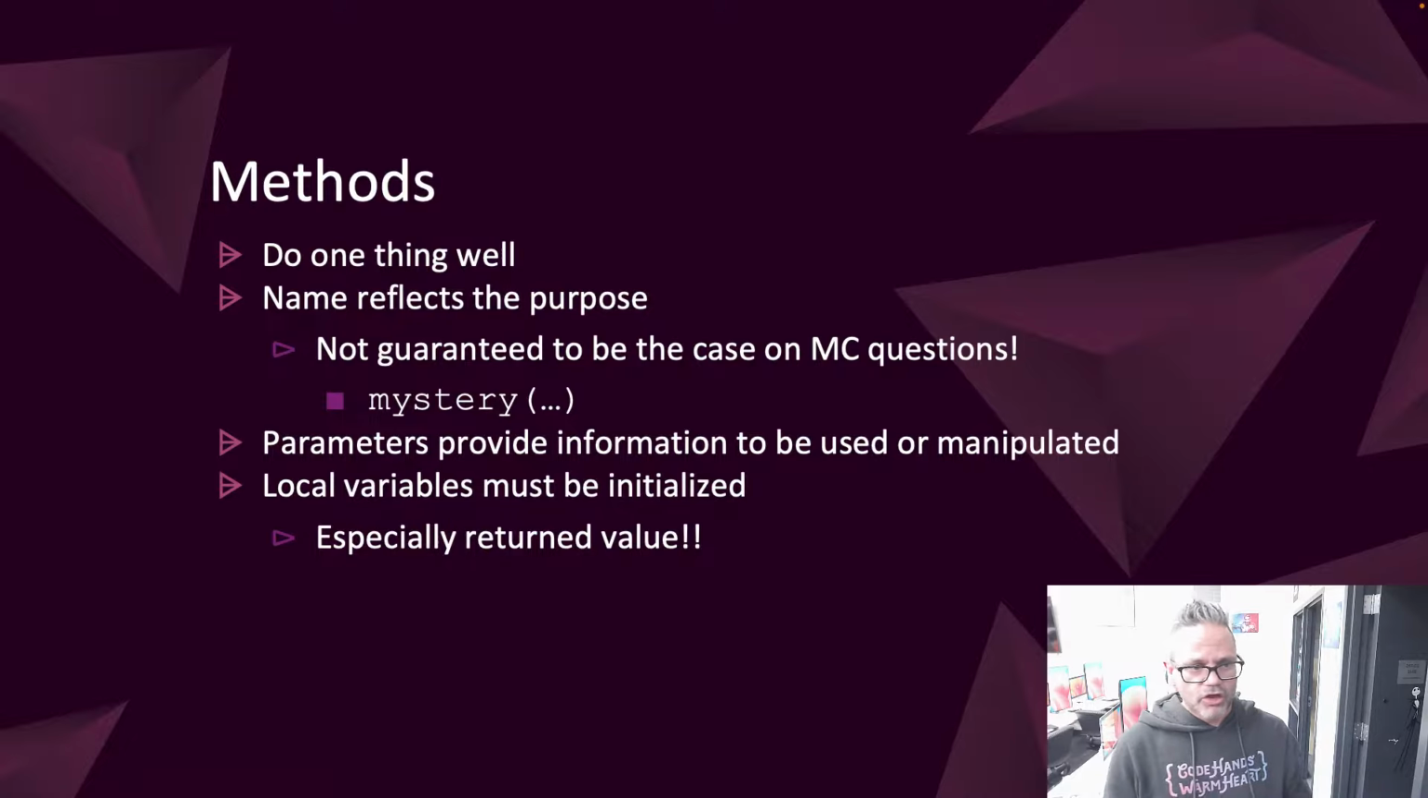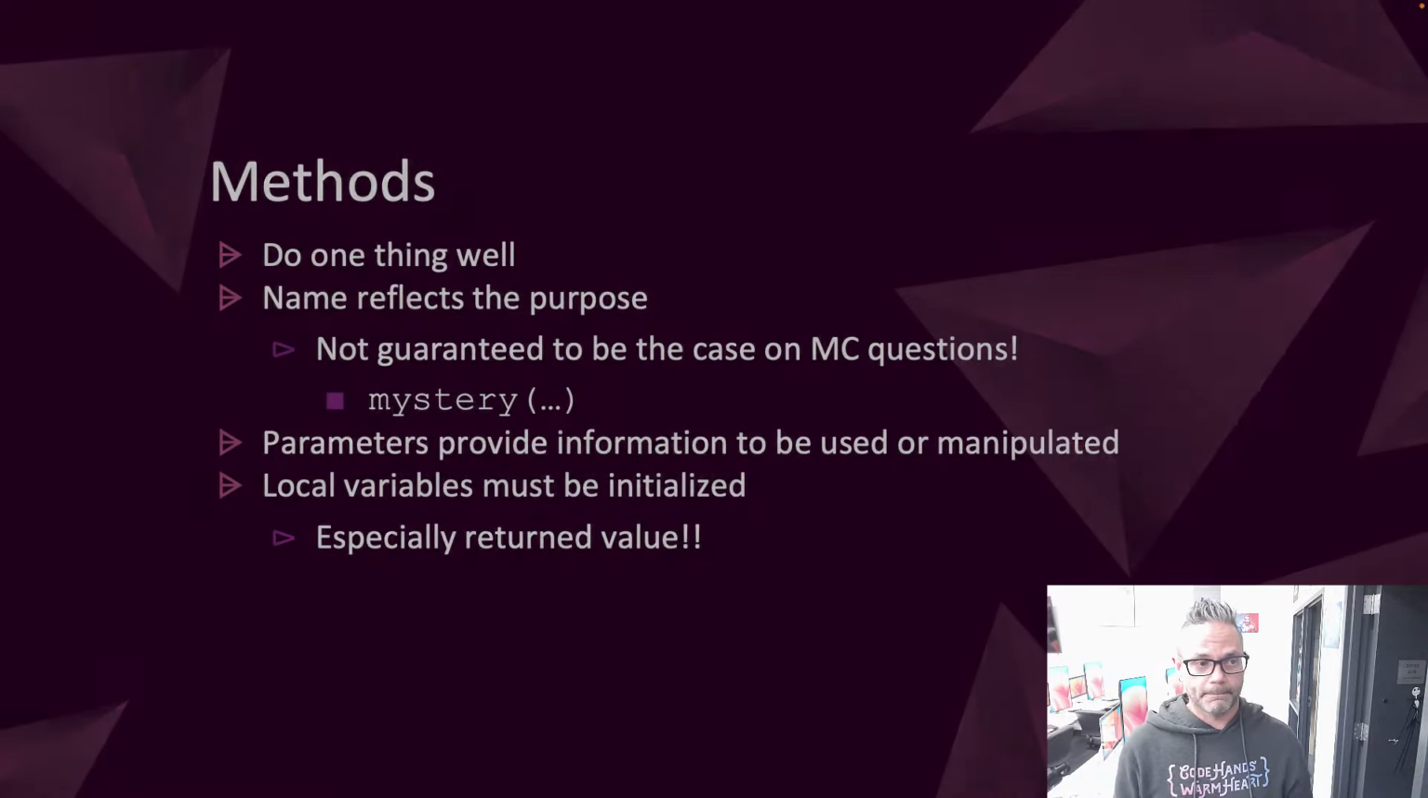But when you're writing your methods, of course, you should have the method itself have a name that reflects what it's doing. The parameters in the method are designed to provide information that should be used or manipulated. So if you're given information as a parameter, that information should probably be used to make that method more useful. Local variables inside those methods must be initialized, especially if that local variable is a return value. So anytime you're working with local variables inside a method, you want to initialize those values appropriately so you can return them and use them and not cause errors in your code.